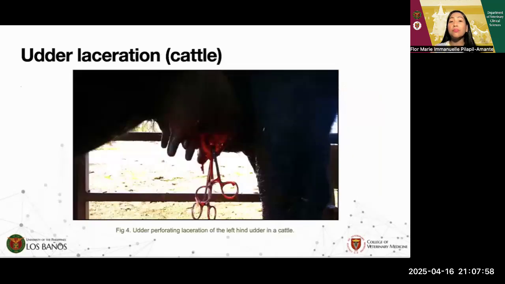This was my cattle patient which suffered from udder perforating laceration of the left hind udder. So go back to part 1 of this lecture to understand how this surgery will be done to address this udder laceration. And this is an emergency surgery that has to be done not more than 4 hours from the accident or the trauma so that it will have a good prognosis.